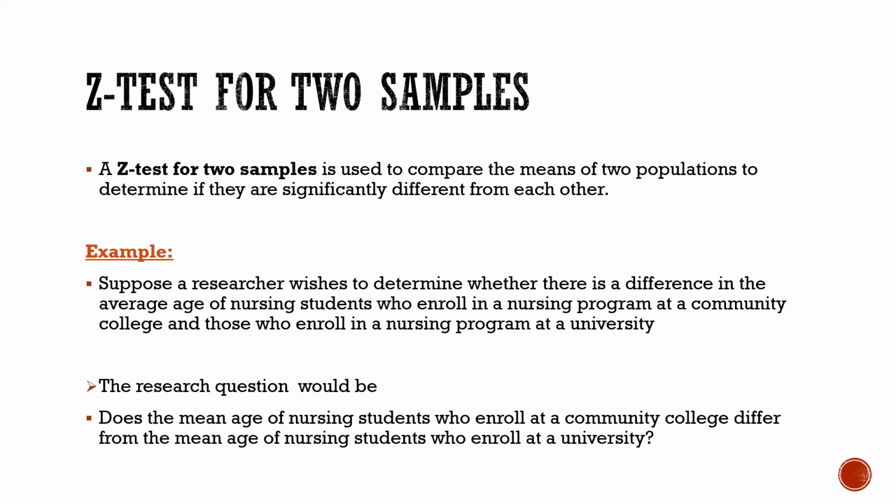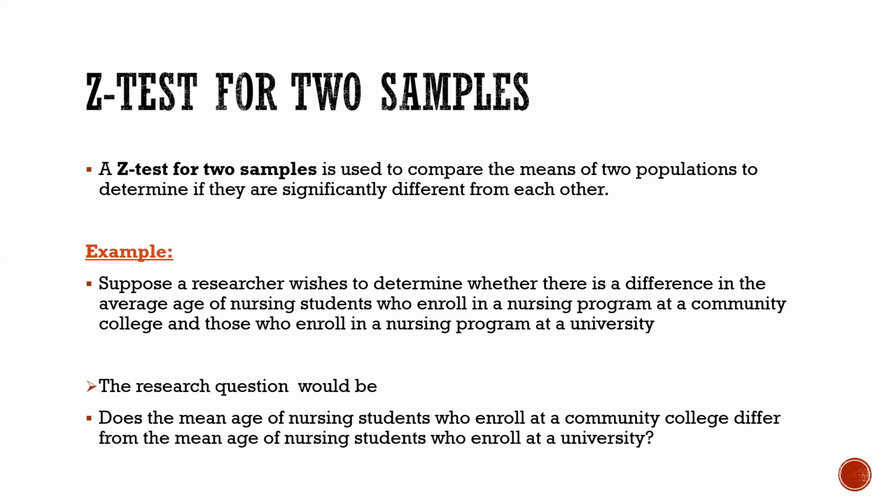So coming to the z-test for two samples, a z-test for two samples is used to compare the means of two populations to determine if they are significantly different from each other. Example: suppose a researcher wishes to determine whether there is a difference in the average age of nursing students who enroll in a nursing program at a community college and those who enroll in a nursing program at a university.